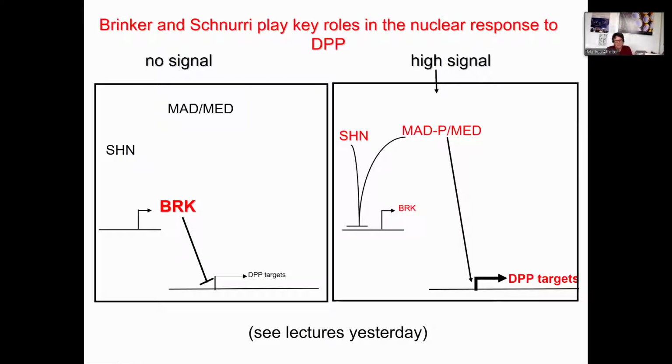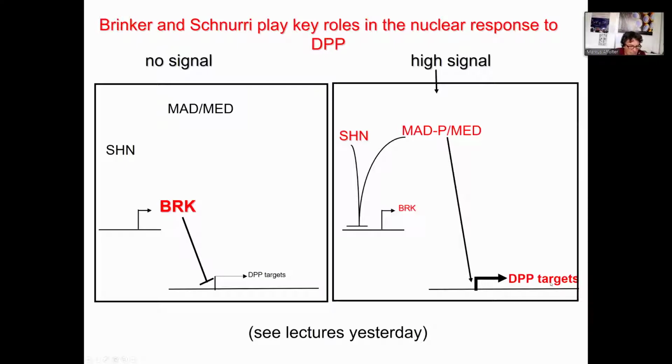The protein is still there, so you have to degrade it. It's a very unstable protein. So as soon as MAD Medea come into the nucleus, they're associated with Schnurri on these elements, and brinker goes away. And now DPP target genes can be activated.